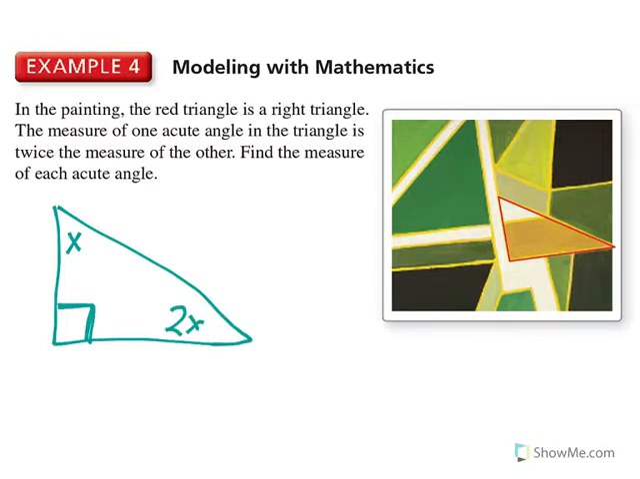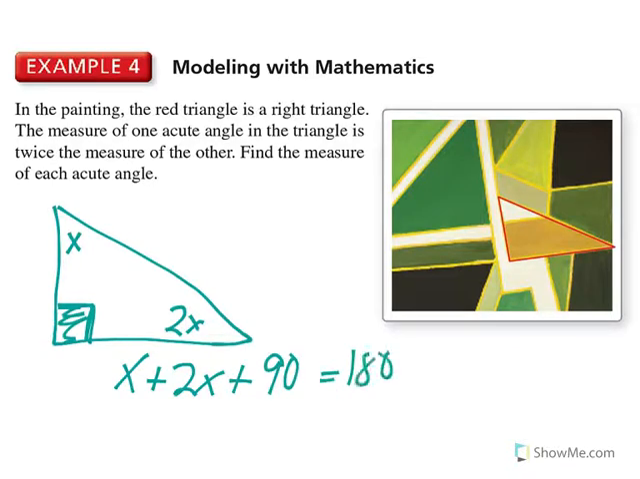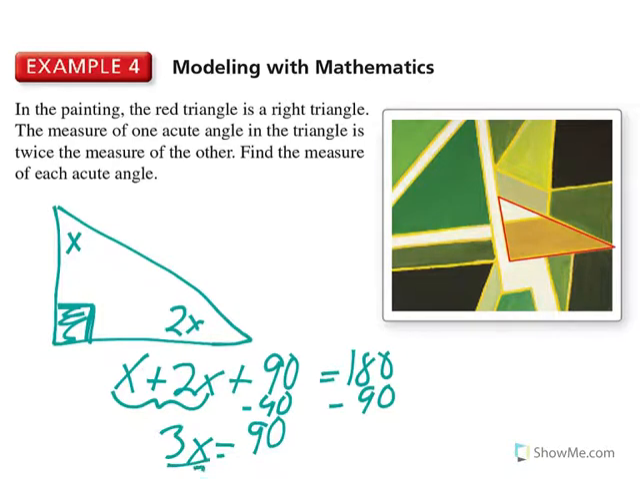Thinking back to our triangle sum theorem, I know all angles in a triangle equal 180 degrees. So I'm going to go ahead and write that out. So I have x plus 2x plus this right angle here of 90 is equal to 180. Now all I have to do is solve for x. So when I solve, I'm going to first subtract this 90 over, and I'm going to combine these terms in one step. So I have 3x is equal to 180 minus 90, which gives me 90. Then I want to solve for x to get it by itself, so I'm going to divide by 3 on both sides. So when I divide by 3, I get x is equal to 30.